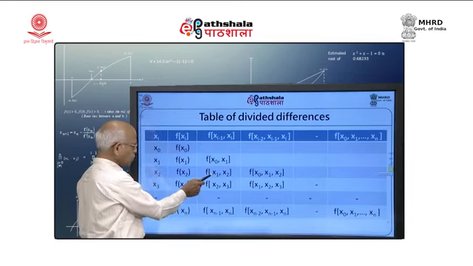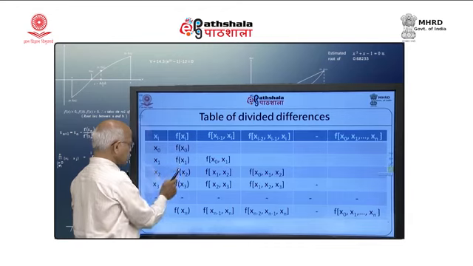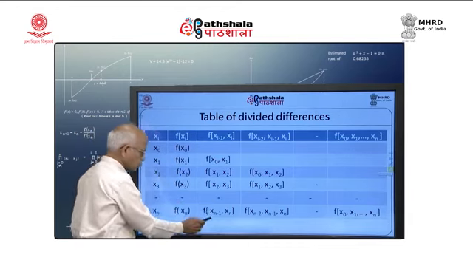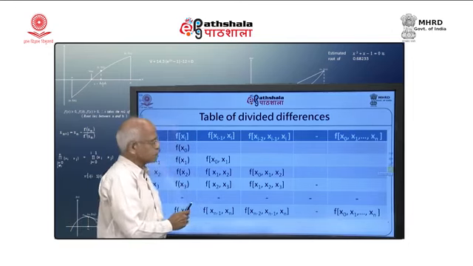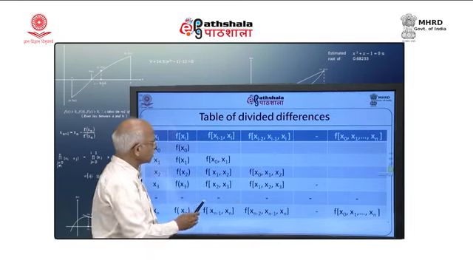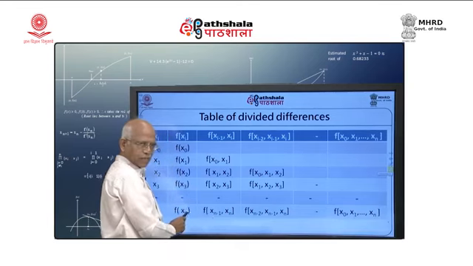Then, if I want to do x1, x2, it is f(x2) minus f(x1) upon x2 minus x1. That is how I will fill up this first column, which will give all the first order divided differences. The second column will give me all the second order divided differences. You can observe that there will be 1 less than the number of first order divided differences.